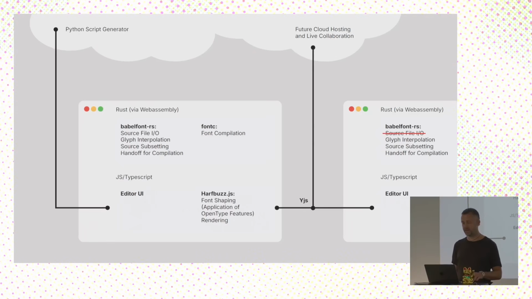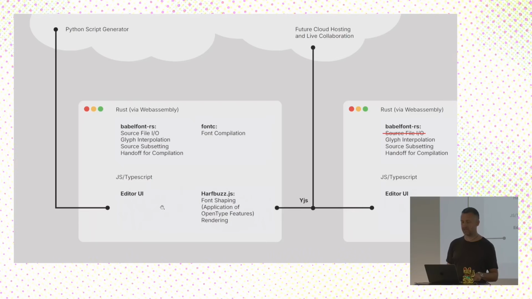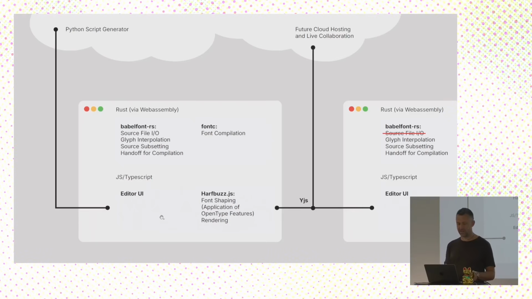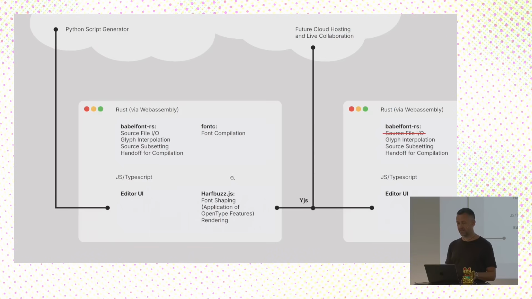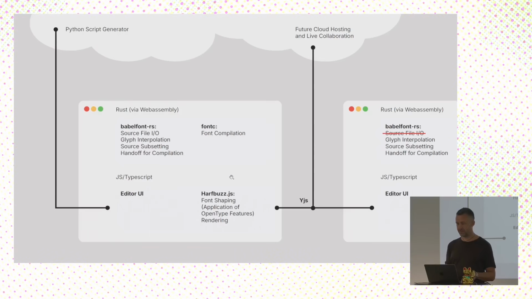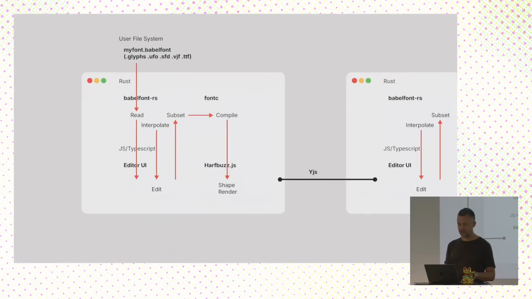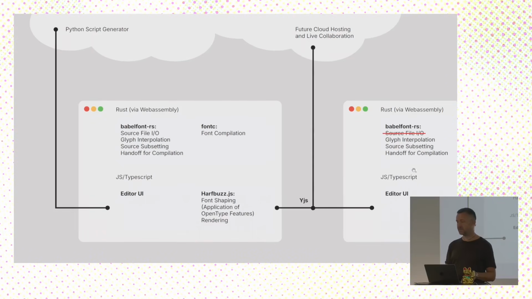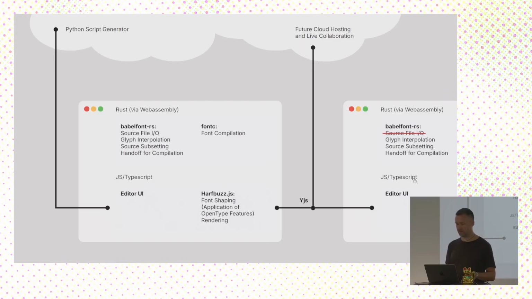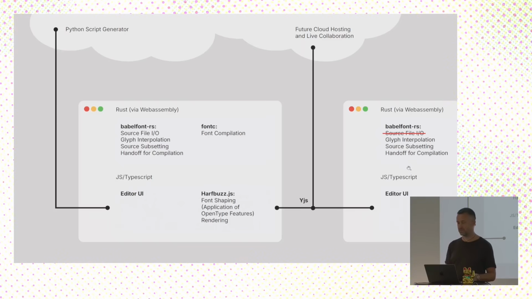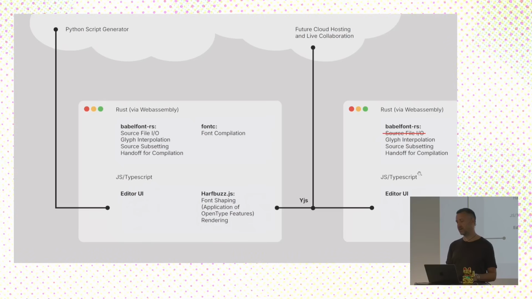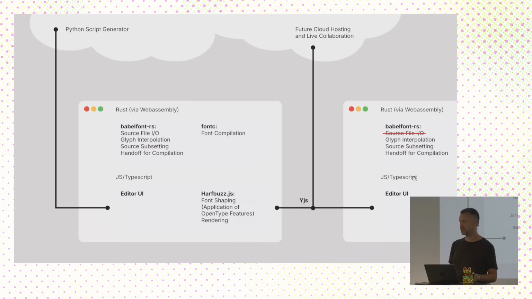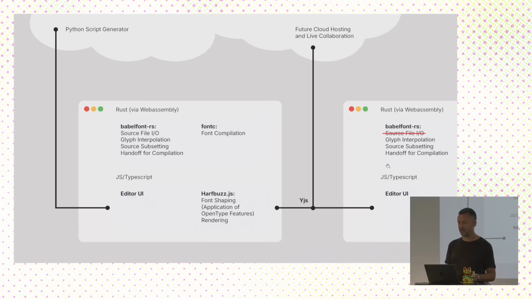Simon implemented that at the source level in Babelfont, and then FontC, obviously, is part of Rust. And then the part that I'm implementing is down here, the actual editor in JavaScript, and also HarfBuzz.js in JavaScript used for shaping and rendering. And then a second, like you can open several browser windows and work on the same font in several windows.